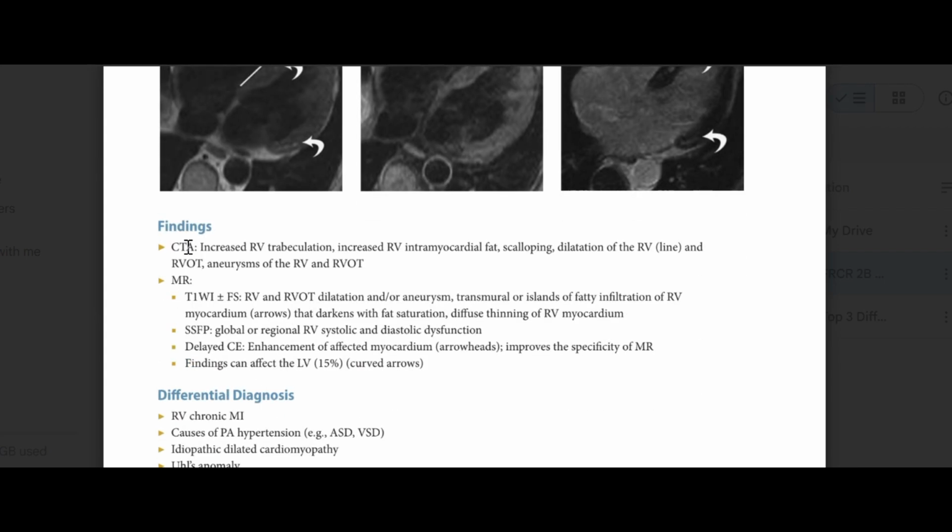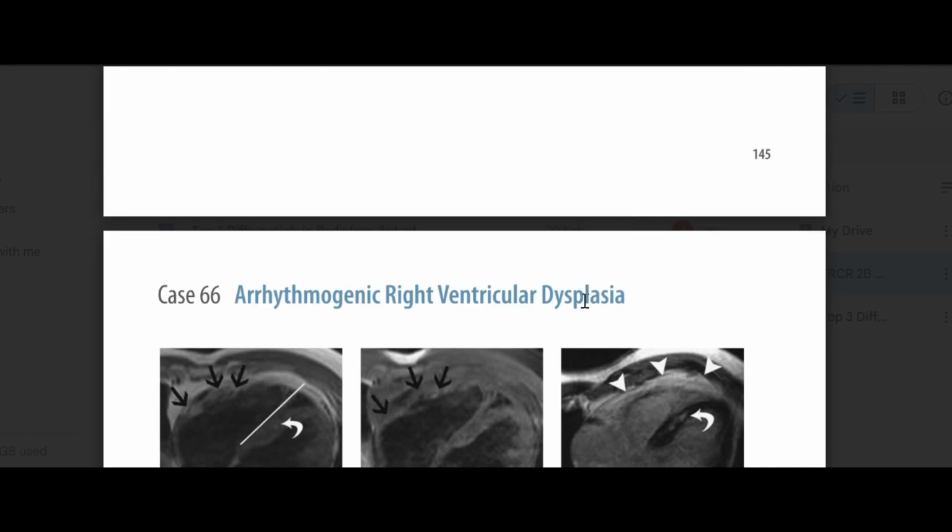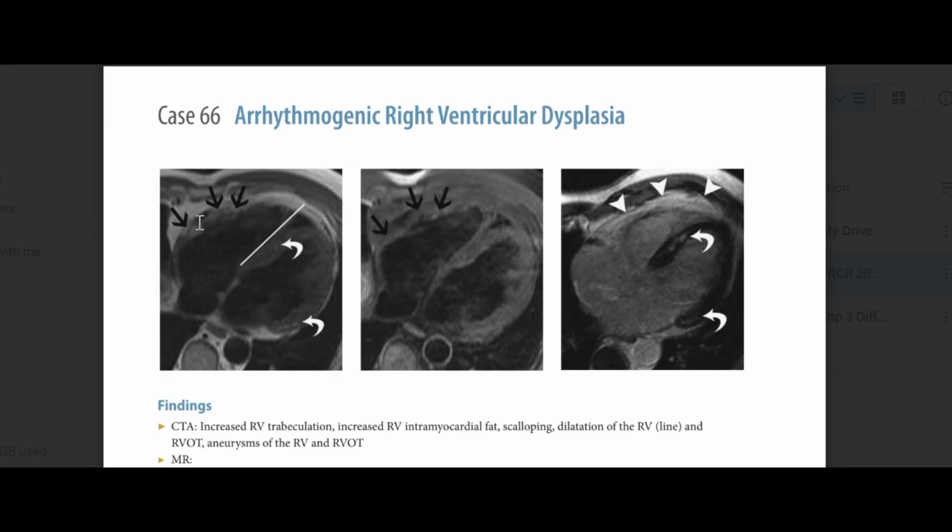On CT angio, there will be increased right ventricular trabeculation and intramyocardial fat. So the dysplasia of the right ventricle is caused by the increased intramyocardial fat of the right ventricle, along with increased trabeculation and dilatation of the right ventricle. This is the cause of the dysplasia. The muscle of the right ventricle is replaced by fat.